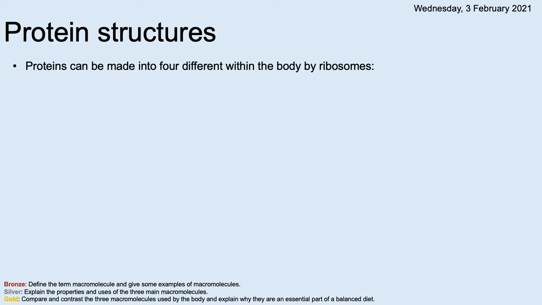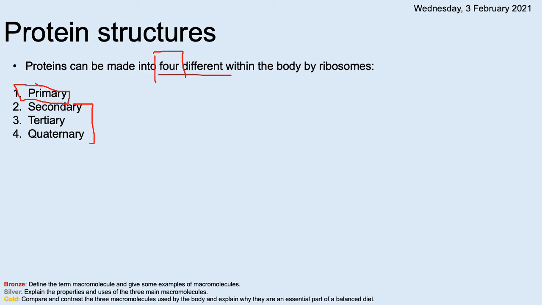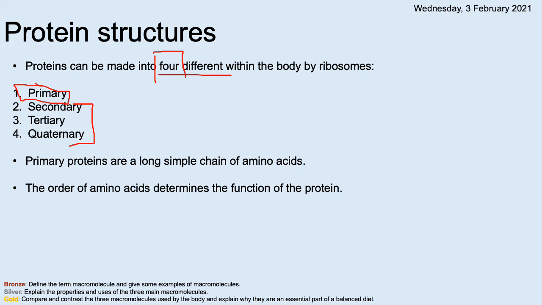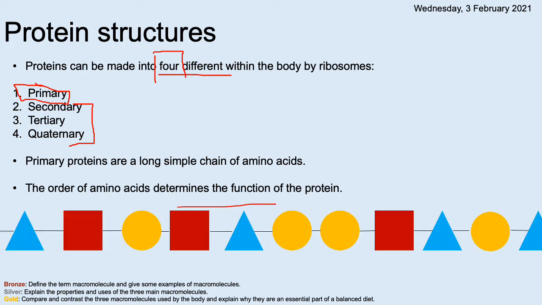Proteins can be made into 4 different types of structure. So remember there are 4 types. That is important that you remember that. So you have primary, secondary, tertiary and quaternary. This is the basic structure, so that is what these 3 structures are based on. So you must have the primary structure in place, otherwise you cannot have these other 3 structures. So primary proteins are long, simple chains of amino acids, like this one here. I'll just put an arrow there to show you. So remember the same coloured shapes and the same shape of items are the same amino acid.